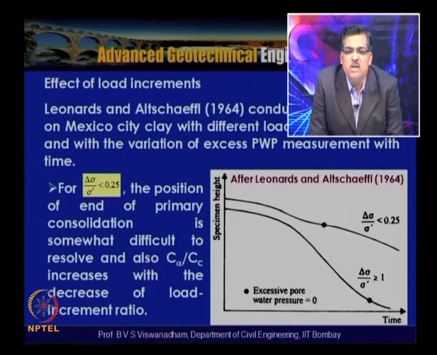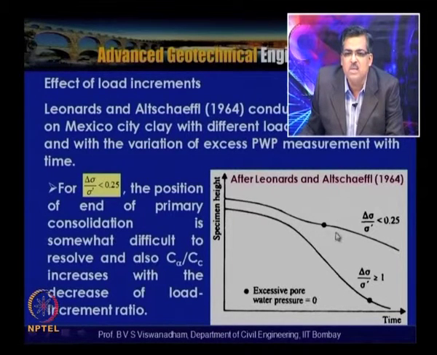So, for delta sigma by sigma dash less than 0.25, the position of the end of primary consolidation is somewhat difficult to resolve. Also, C alpha by Cc, where C alpha is the secondary compression index and Cc is the compression index in the primary consolidation range, increases with the decrease of the load increment ratio.